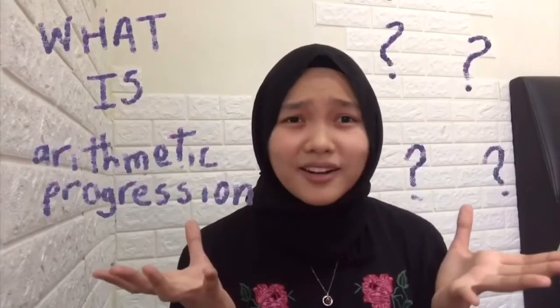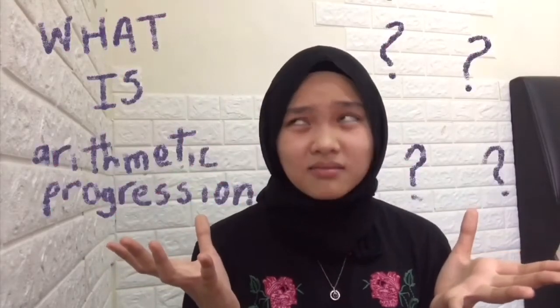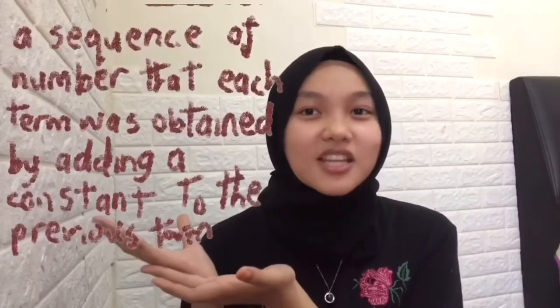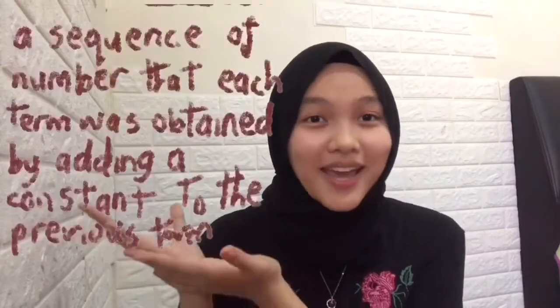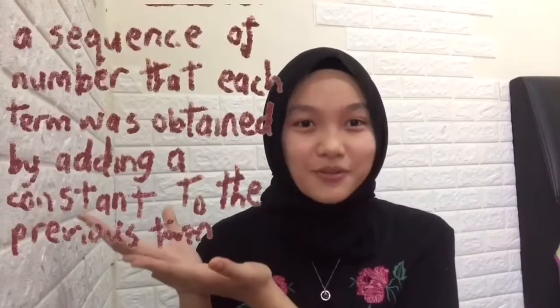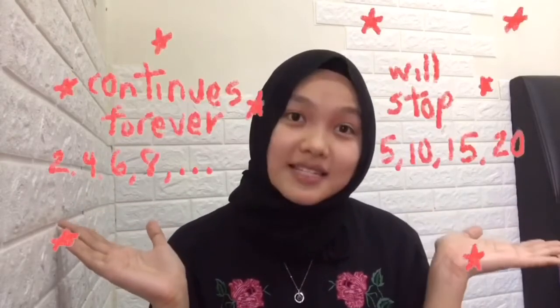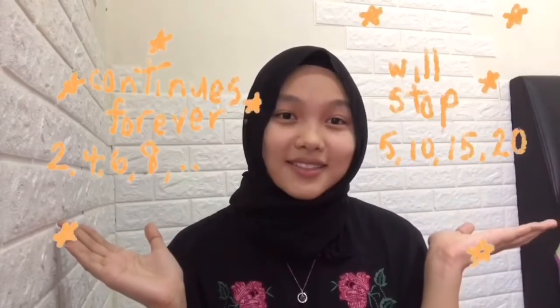What is arithmetic progression? Arithmetic progression is a sequence of numbers such that each term is obtained by adding a constant to the term before. There are two types of sequence, which are infinite sequence and finite sequence. Infinite sequence will continue forever, as the dots will tell you the sequence will go on, while finite sequence will stop at some point. What is the constant?